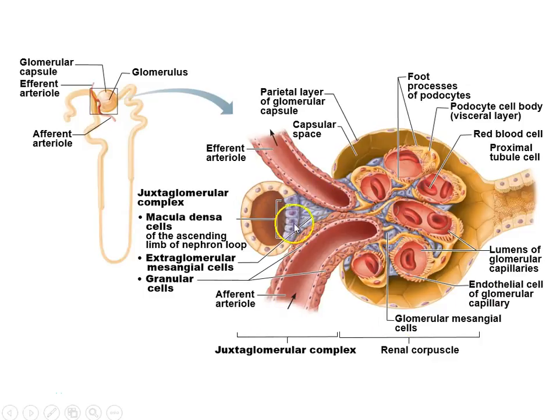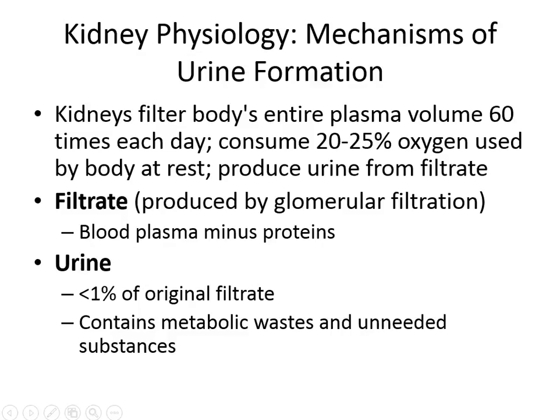Lovely. So there's the macula densa of our ascending limb, the mesangial cells in between, and the granular cells of that afferent arteriole, the bigger one, coming in. Good. So join us in the next lecture video where we talk about kidney physiology.